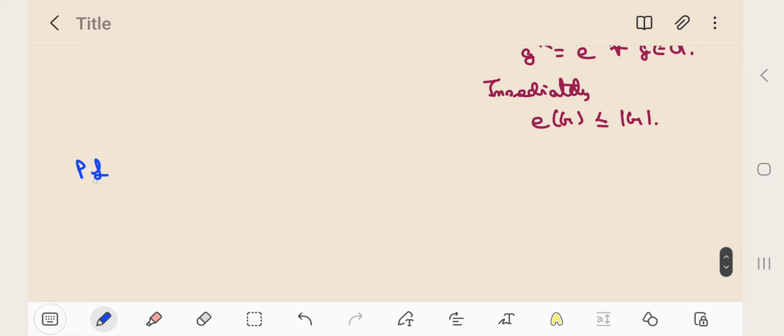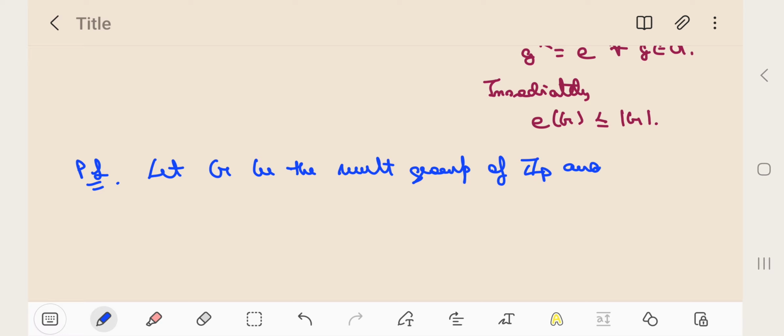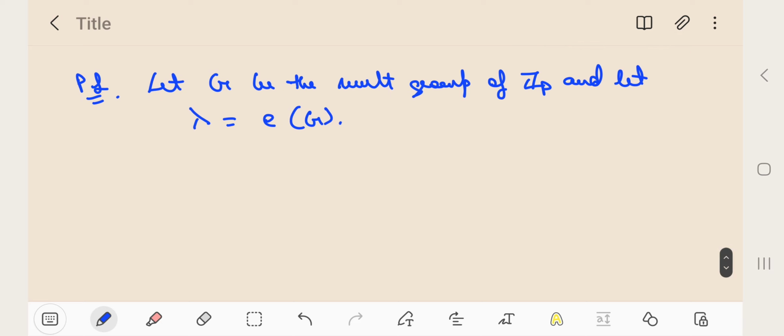So let's talk about the proof of the lemma. Let G be the multiplicative group of Z_p, and let lambda be the value of E(G). I guess it's called the exponent of G, I just forgot the exact word which E(G) represents. Whatever, this implies that alpha to the power lambda equals 1 for all alpha in G.